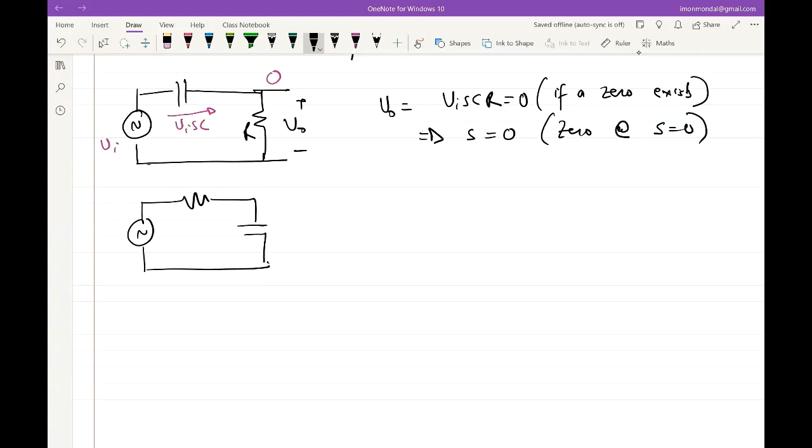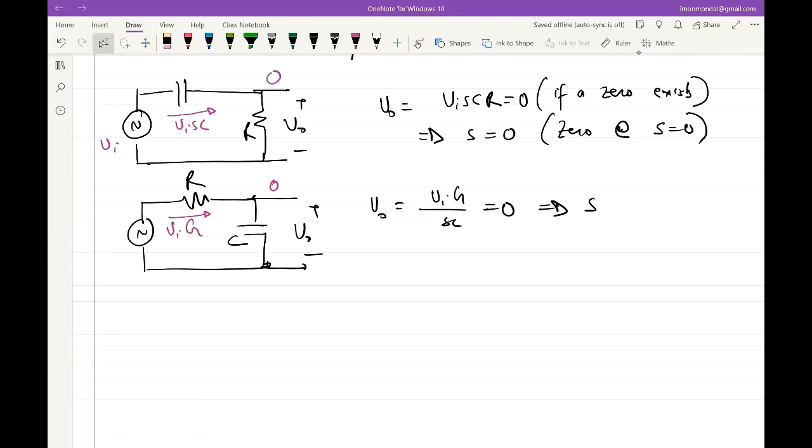So if we do the other one, the low pass filter, what will we see? Again, in search of a 0, what will we do? We'll set V0 to be 0. So this becomes 0. Then what is this current? This current becomes Vi times G, right? Then V0 becomes Vi times G by SC. And we set this to 0, which means a 0 exists, but it exists at S equal to infinity. Since a 0 exists at S equal to infinity, this is equivalent to saying that there is no 0. No finite 0.